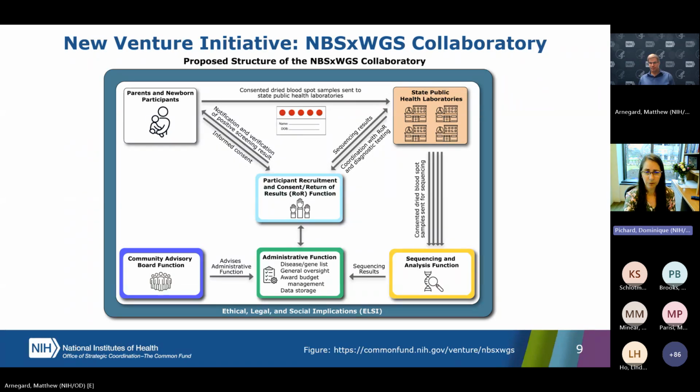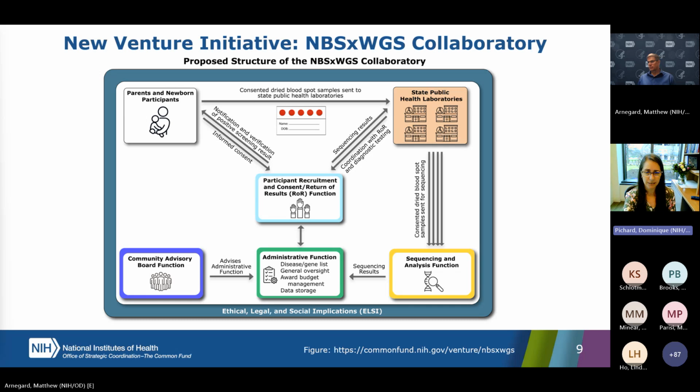The participant recruitment, consent, and return of results function at the center in light blue outline will develop a participant recruitment plan in communication with the state PHLs, develop the informed consent process with input from the CAB, communicate with state PHLs about the transfer of the dried blood spot punches from participating newborns to the collaboratory, oversee the return of screen positive results to participating families, and guide participating PHLs on referral and clinical workup recommendations for the screened diseases.